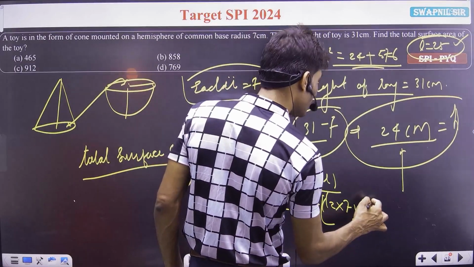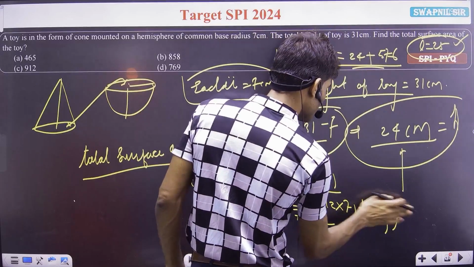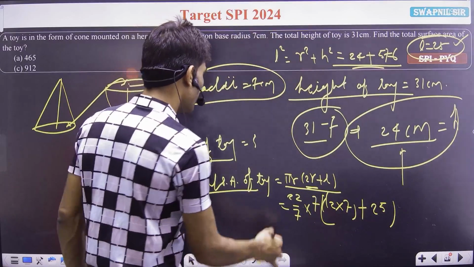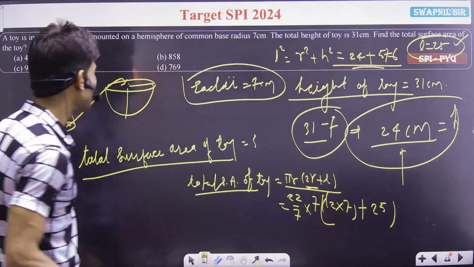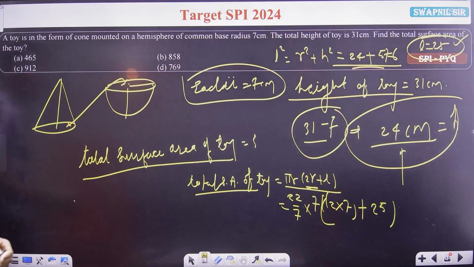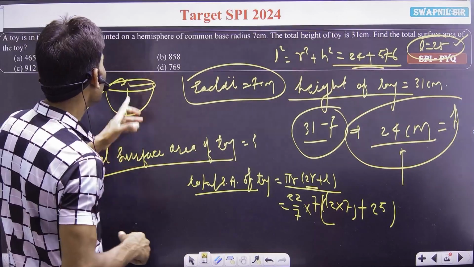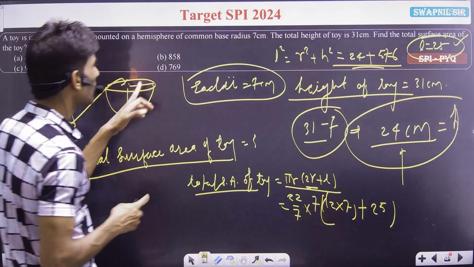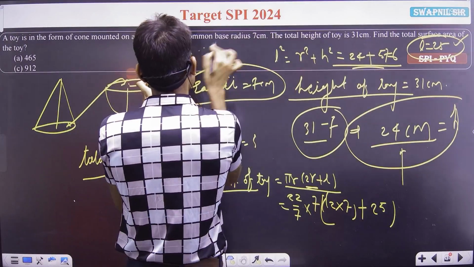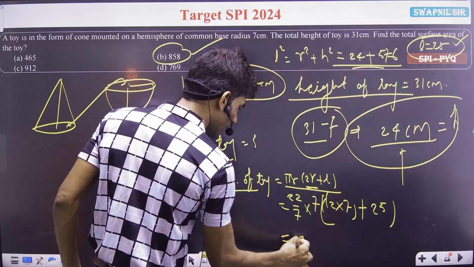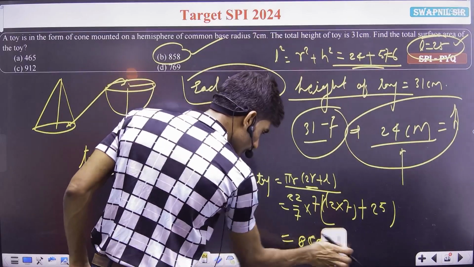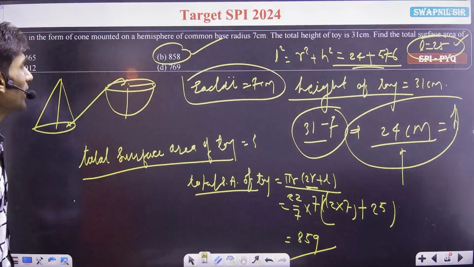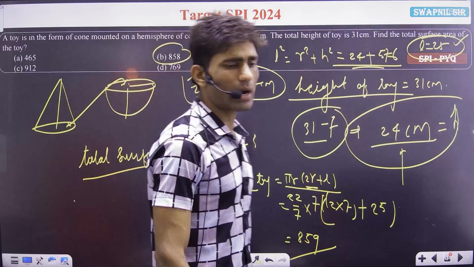Then put 25 here. This is our required calculation. Go on finding all the values and doing all the calculation, and you will land on 858. Around 858 or 859, something like that. So we write 859. This is the total surface area of our toy.